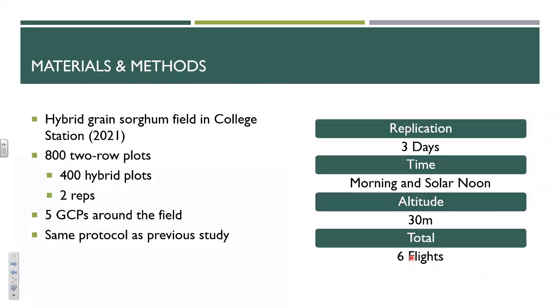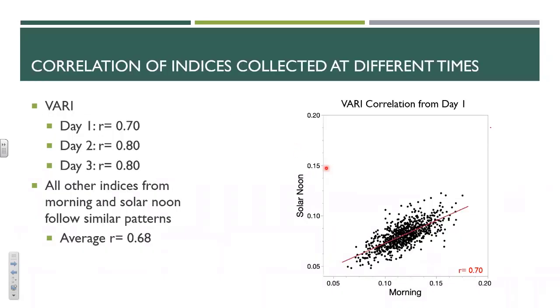We used the same exact field as we did in the last study. It had the 800 two-row plots, the 5 GCPs, but this time we flew on 3 days, in the morning and at solar noon at 30 meters. So we had a total of 6 flights. And solar noon is basically the time of day when the sun's straight up in the air. So here it's not at noon, actually. It's at 1:30 in the afternoon. So we were flying around 1:30. And then in the morning, that was at around 8:30 in the morning. And then all of these also, again, was the 24 indices.